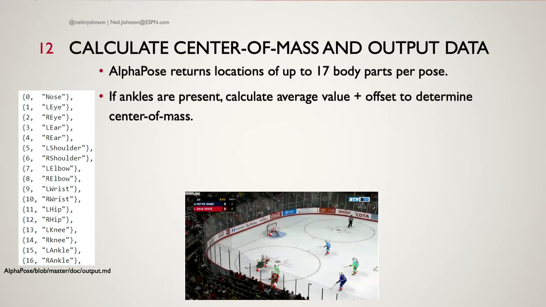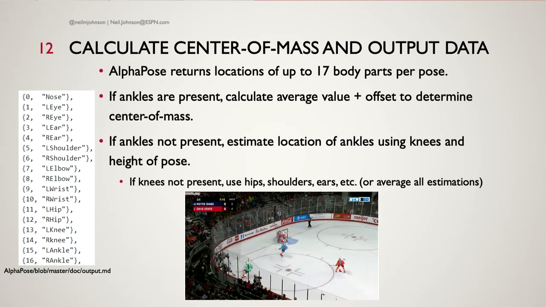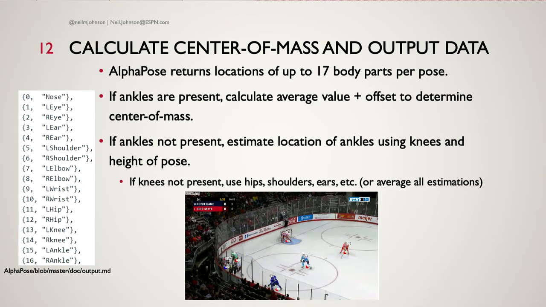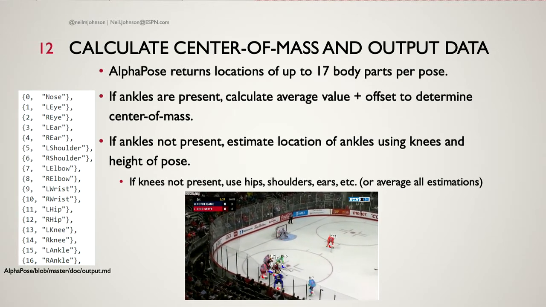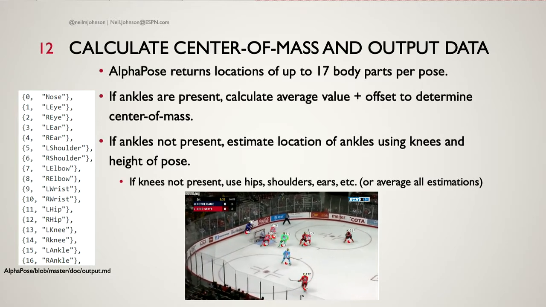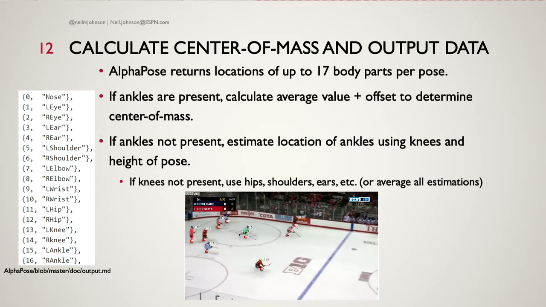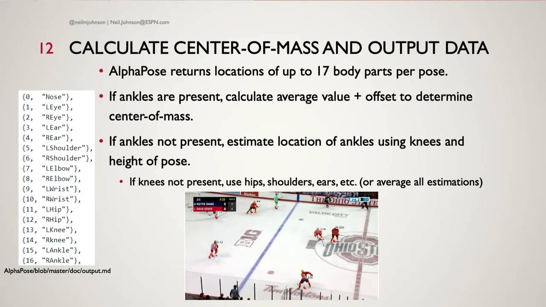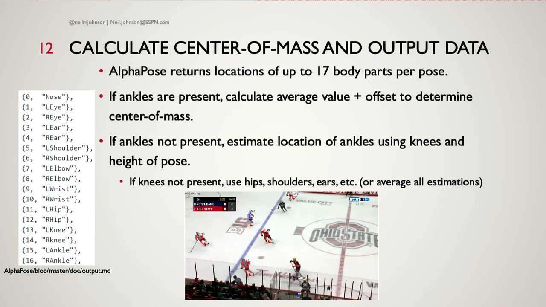Once we have that, we're going to calculate the center of mass, which is going to be the coordinate for the person in our player tracking data. Very simply, what I do is I just try to estimate the average position of their ankles in these poses. If we don't have the ankles in the pose, we can estimate that too. And that completes the first part of this process.